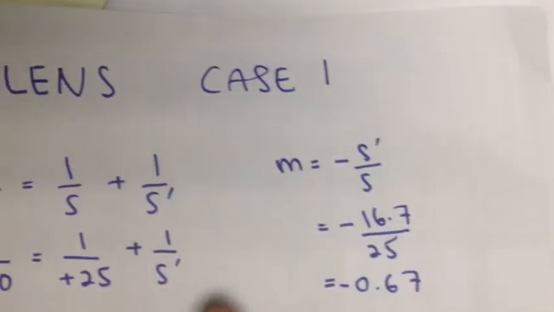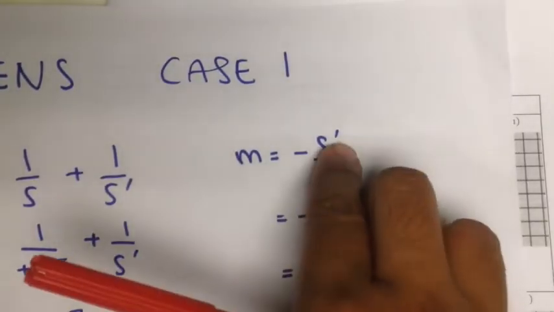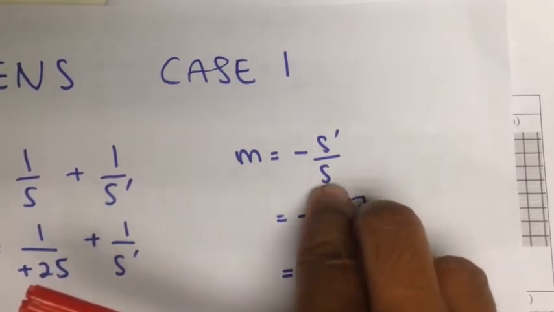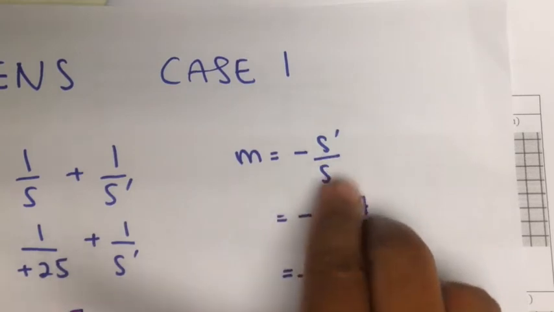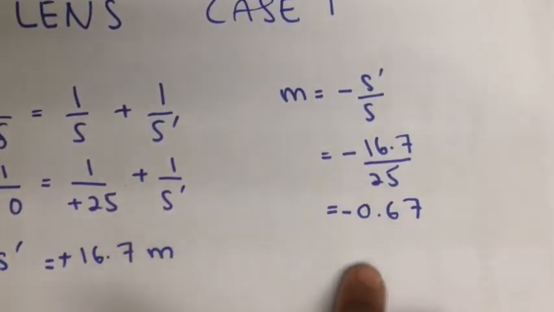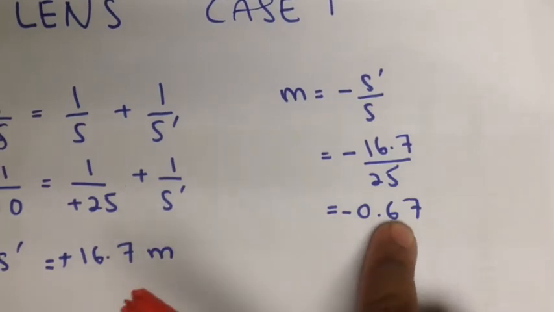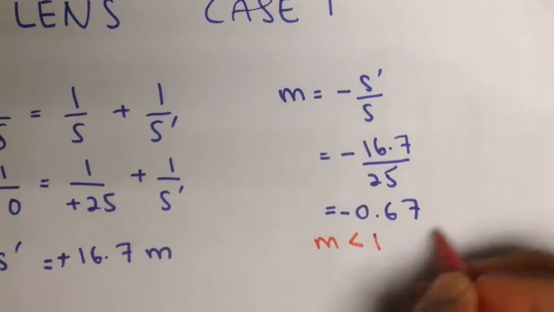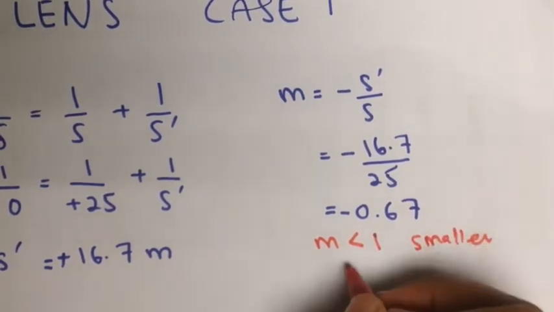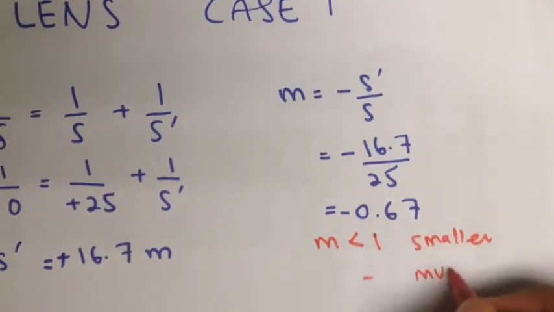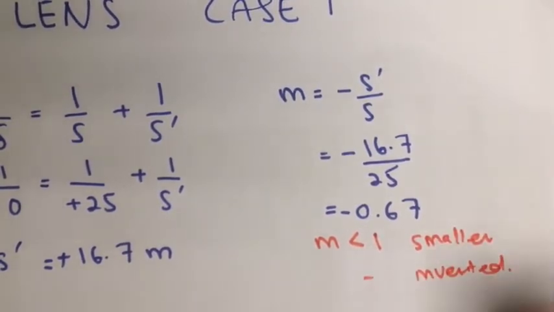And then the magnification is the image position divided by the object position. So make sure this negative is included. So you put down 16.7 divided by 25. So we have negative 0.67. So if m is smaller than 1, it means the image is smaller. And if it's negative, it means that the image is inverted.